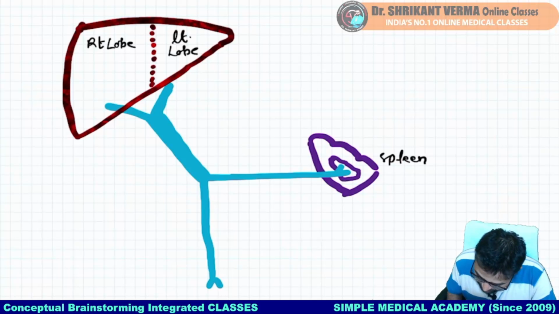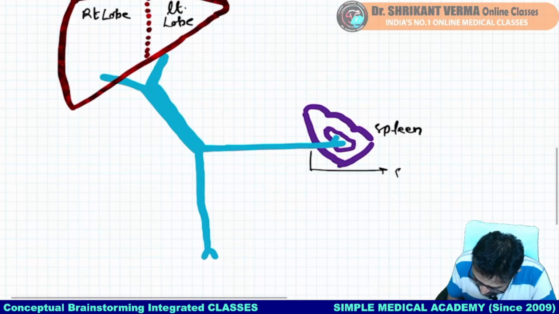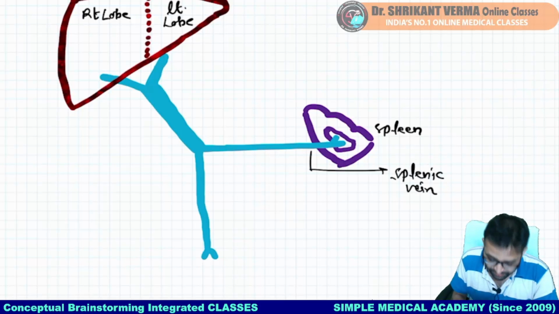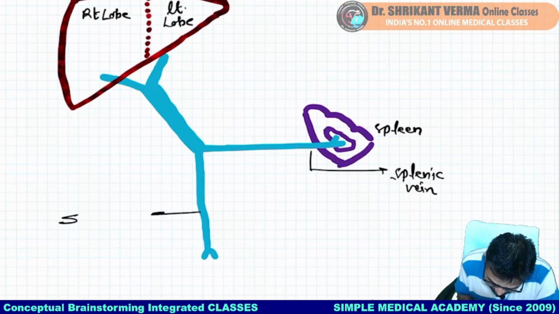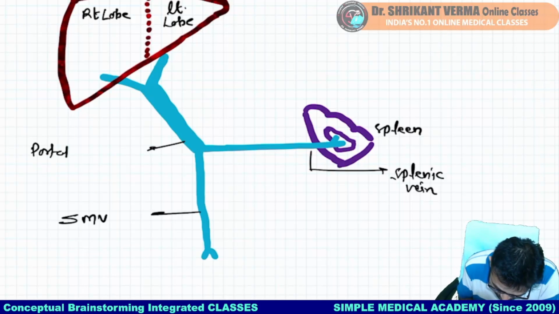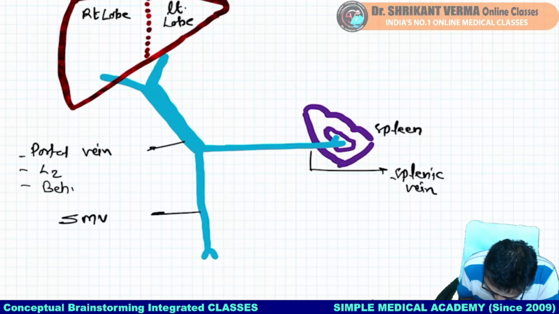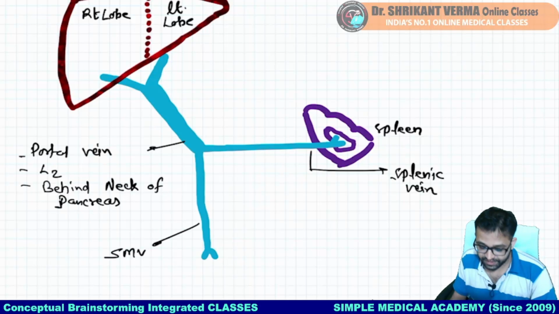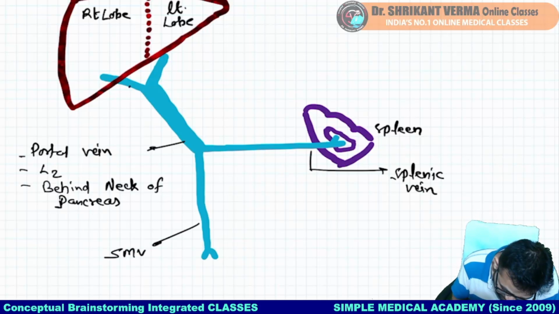This structure is our spleen. Here you can see the splenic vein. Another structure is our superior mesenteric vein. There is a formation of our portal vein at the level of L2, where remember, behind the neck of pancreas. Okay, here the different branches you can see, the right branch and the left branch.